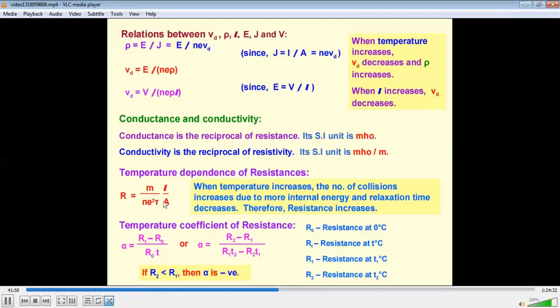That means temperature coefficient of resistance can be measured by alpha. You must know about this formula from the previous slide. Alpha equals to resistance difference divided by original resistance multiplied by difference of temperature. So R naught here is resistance at 0 degree, and RT is resistance at T degree, and R1 is the resistance at first temperature, and R2 is the resistance at second temperature. So if R2 is less than R1, then alpha will be negative. You have to remember this. That means temperature coefficient will be less.